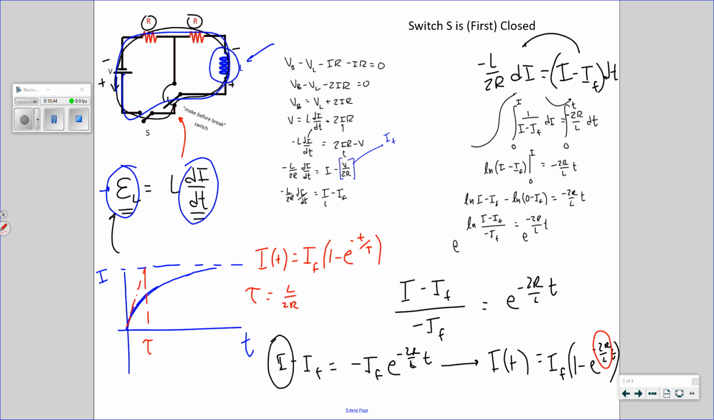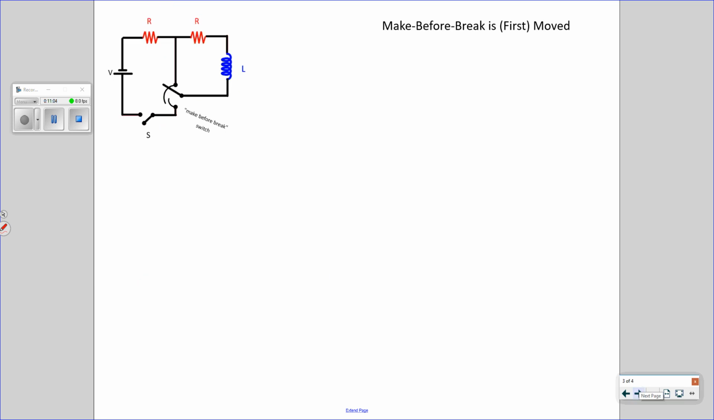Generically, we say the time constant is L over R, but our effective resistance, when this switch S is closed and this make before break is in the orientation that it showed, is 2R. Okay, now we can talk about, well, what happens when we move that make before break?